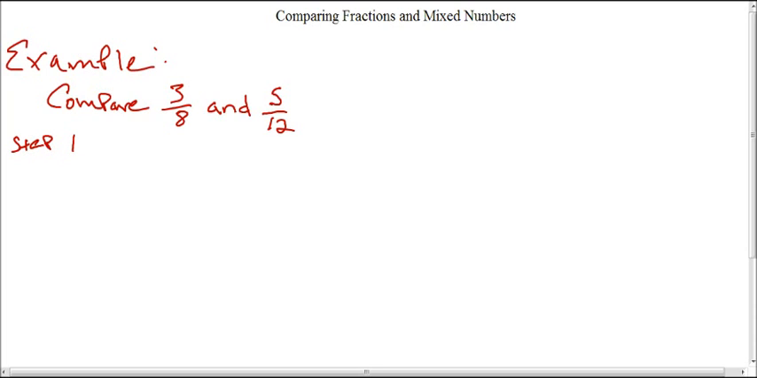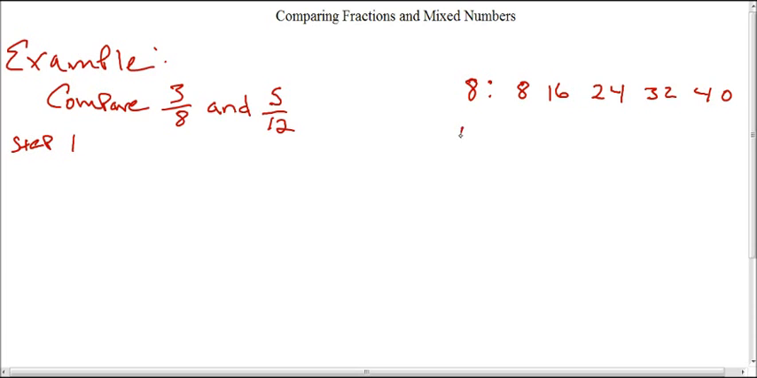Again, we can start by finding the LCM, least common multiple, of 8 and 12. If we use 8 first, we have 8, 16, 24, 32, 40. Okay, we'll stop there.